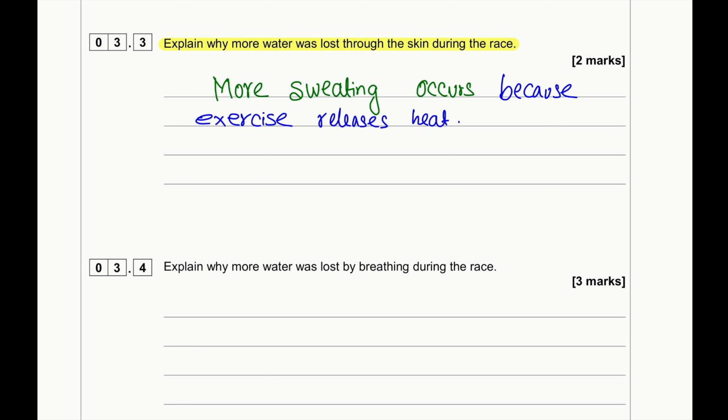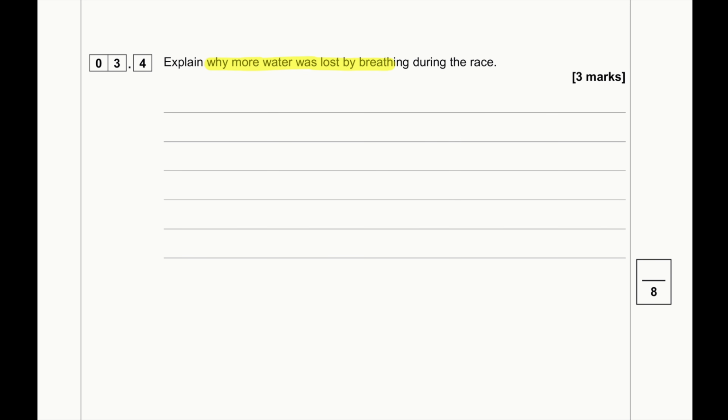Explain why more water was lost by breathing during the race. So, during the race, the person's muscles are contracting more rapidly. So, the muscle needs more oxygen in order to do aerobic respiration. That means the person has to breathe at a much higher rate. So the answer can be written in this way.